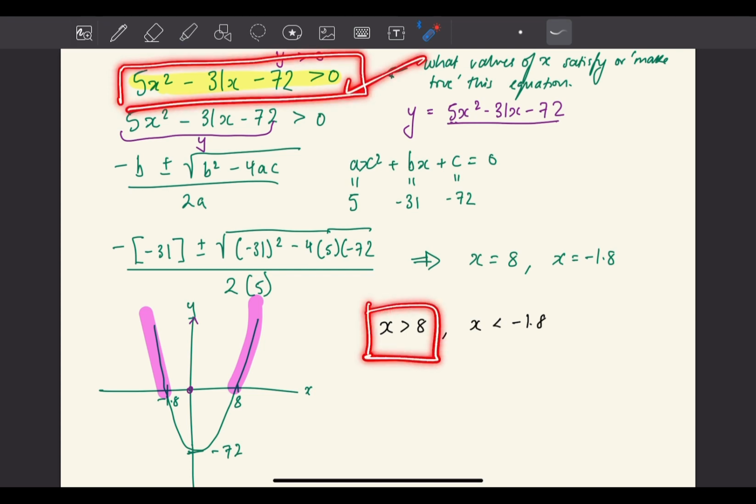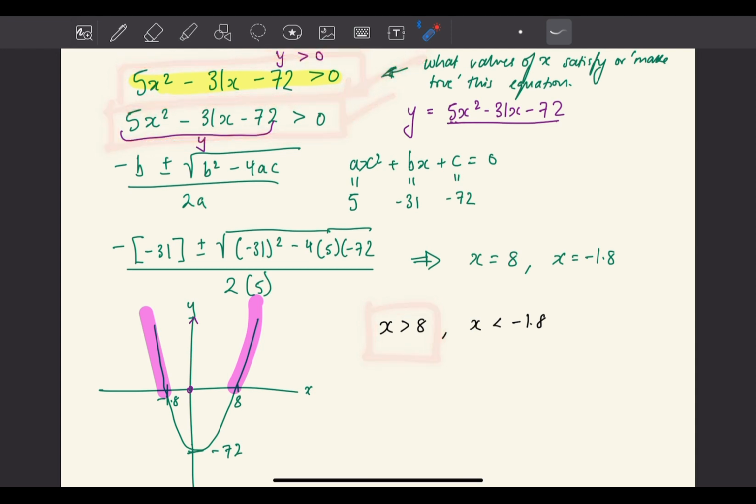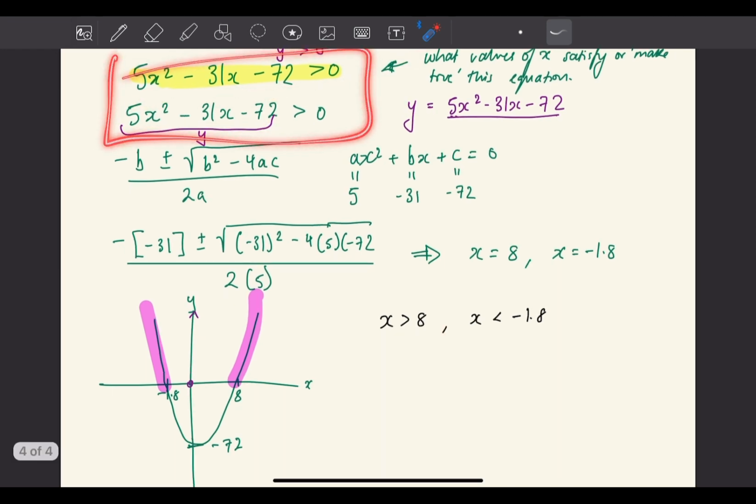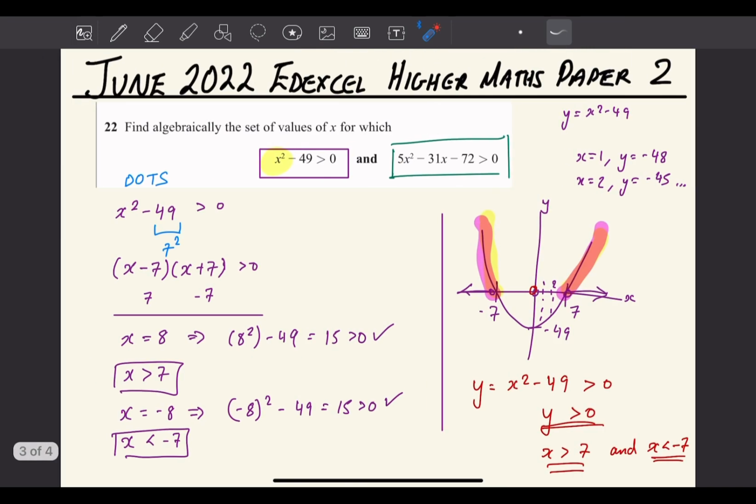When x is greater than 8, 5x squared minus 31x minus 72 is greater than 0 again. Sorry, these two are the same formulas. So that's what we've done. Now we haven't answered the question. The question says the set of values of x for which this is satisfied and this is satisfied.